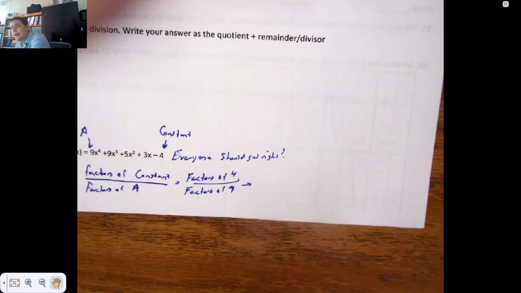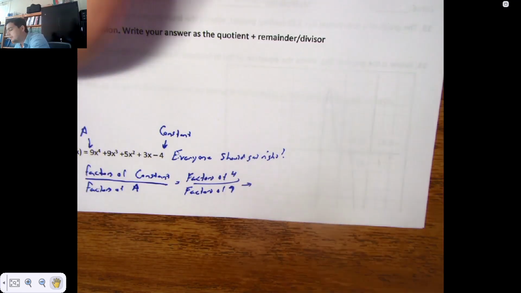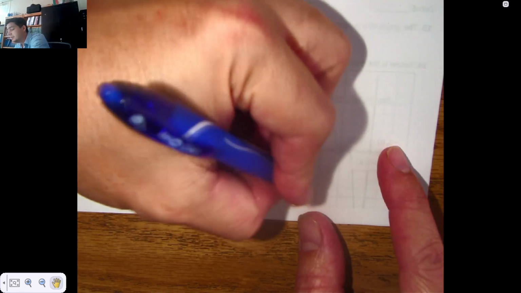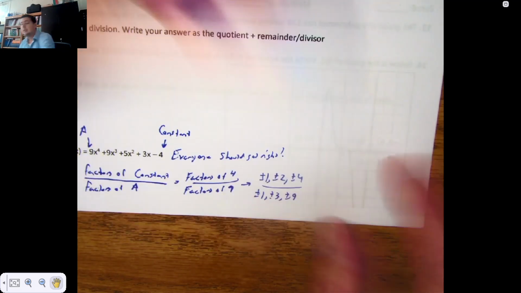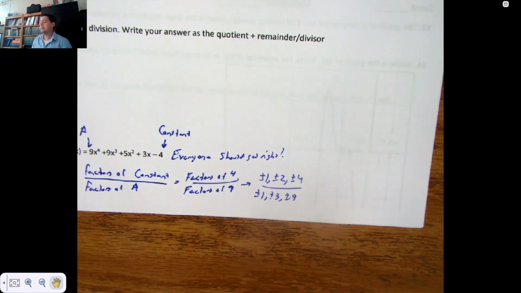If you completely factor 4, you'd have plus or minus 1, plus or minus 2, plus or minus 4. It's not a big list. Factors of 9: plus or minus 1, plus or minus 3, plus or minus 9. Will everybody get this one right? No. Some of y'all are too medicated to get this right.